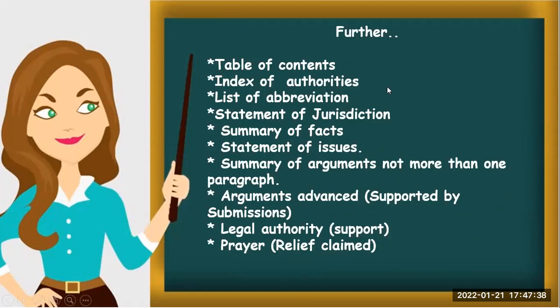Further, the rules are: table of contents, index of authorities (authorities means your case law chapter), list of abbreviations, a statement of jurisdiction, that is, the jurisdiction of the court before which you are filing your case, summary of facts, and a statement of issues. What are the issues provided in the case? You have to give a simple statement of those issues. Then a summary of arguments, not more than one paragraph.